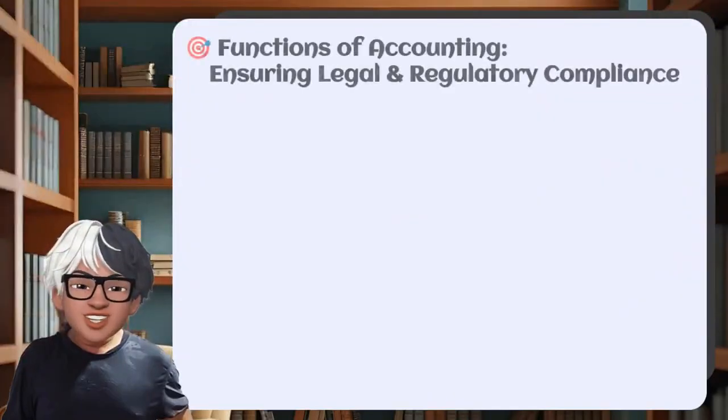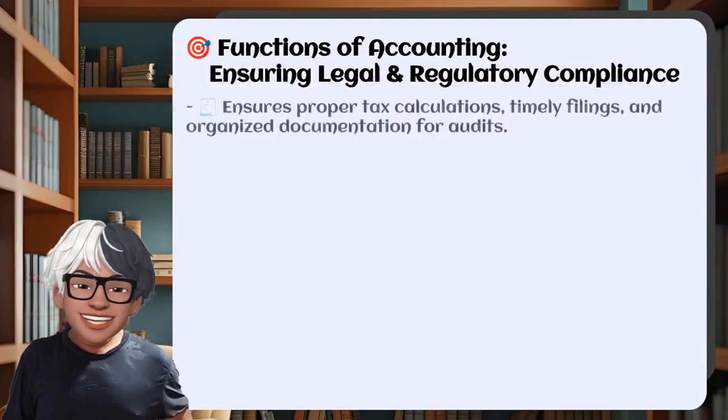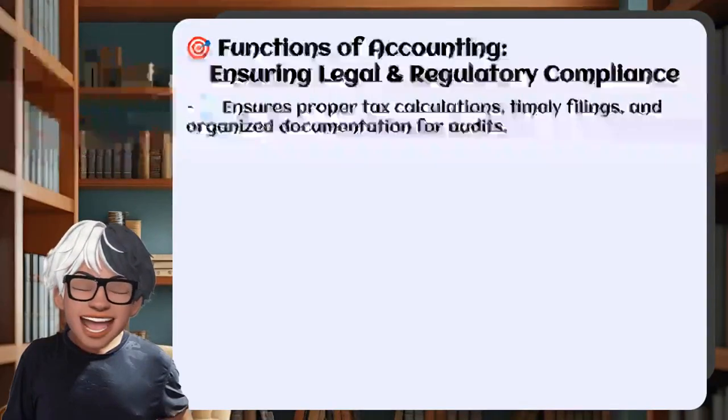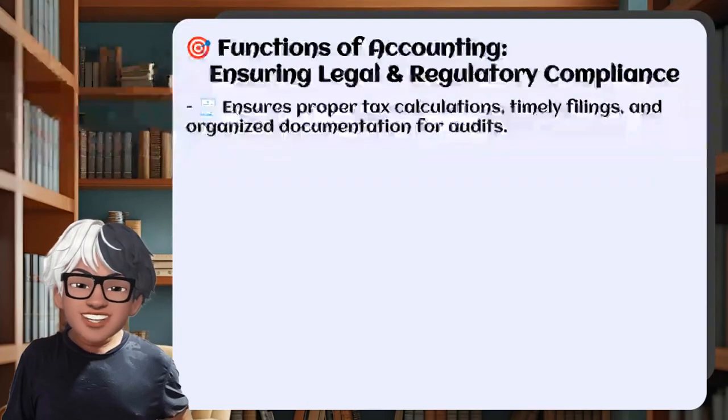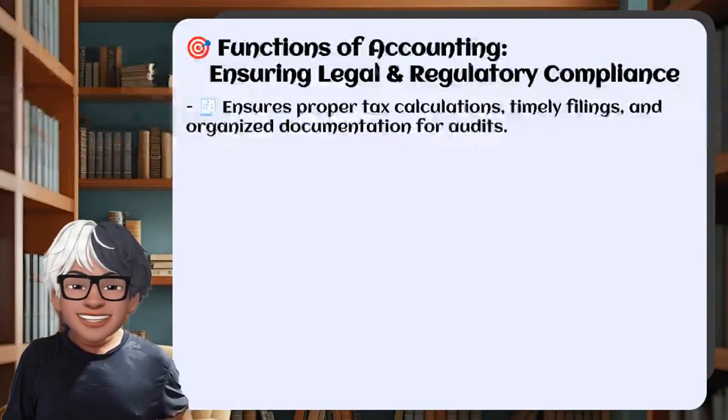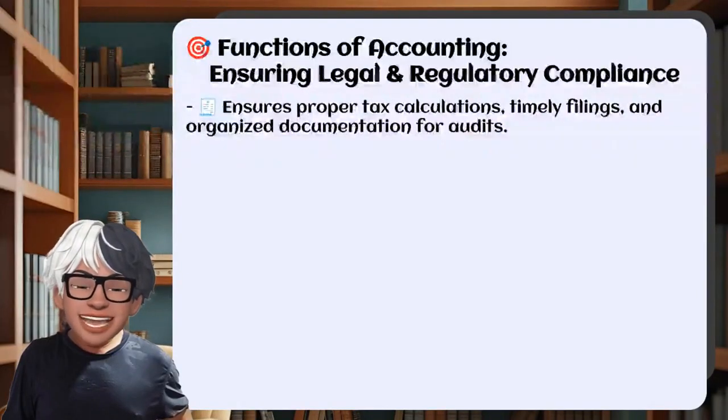Number 5 is ensuring legal and regulatory compliance. Accounting helps organizations comply with tax laws, corporate regulations, and reporting standards. Accurate accounting ensures that taxes are computed based on correct financial records, avoiding underpayment or overpayment. Timely filings demonstrate that a business respects government deadlines and maintains operational discipline.